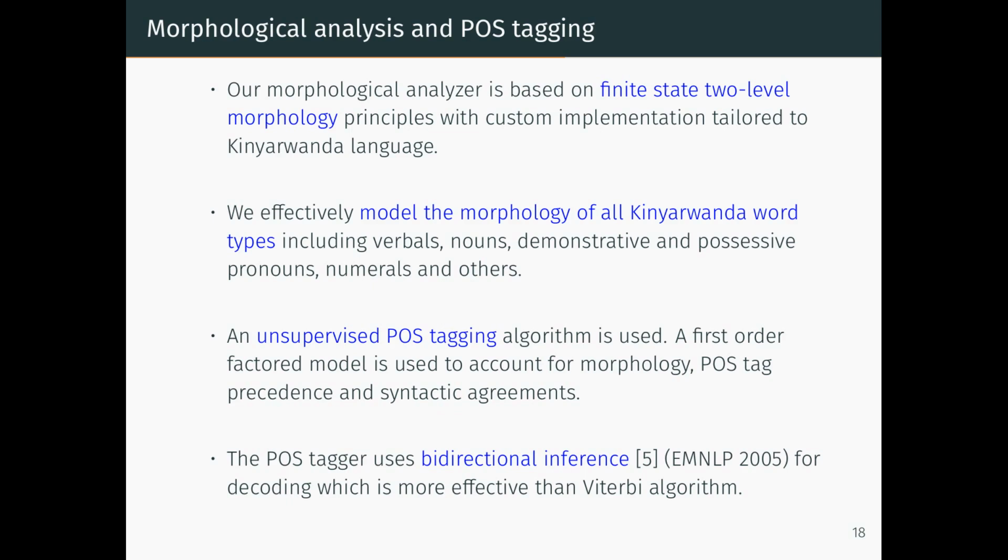A first-order factored model is used to account for morphology probability, basically the probability that is assigned by the morphological analyzer. We also take into consideration the part-of-speech tag precedence as well as the syntactic agreements that are present in the input words. The part-of-speech tagger uses a bidirectional inference, which improves upon the more often used Viterbi algorithm for decoding.